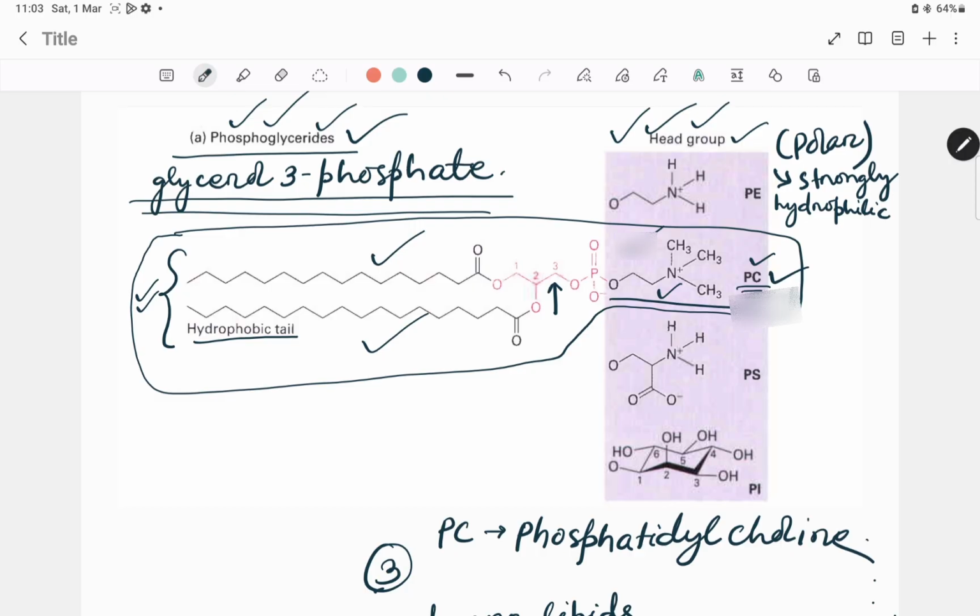In case of PC, or phosphatidylcholine, the head group is choline. PE, PS and PI are the molecules attached to the phosphate group in three other common phosphoglycerides. This black colored group is called the choline.